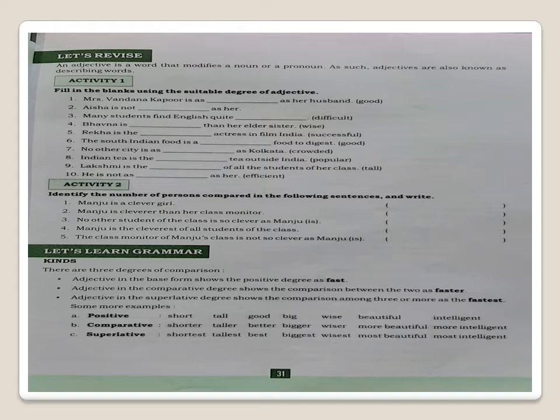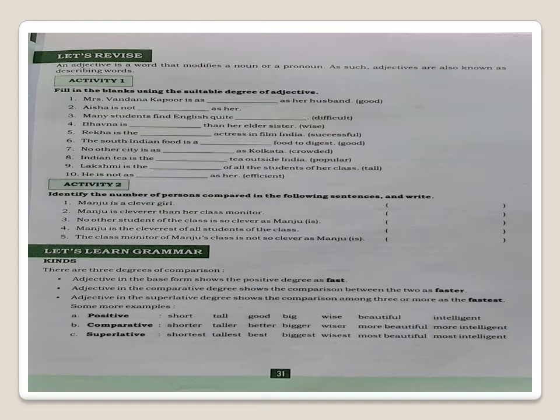See that here in activity 1 there is a first sentence: Mrs. Vandana Kapoor is dash her husband. So here, in the positive degree, we are using as, adjective, as. If the sentence is negative, then we are using so, adjective, and as. So what will be the answer over here? Mrs. Vandana Kapoor is as good as her husband. Both have the same quality. So we are using the positive degree of comparison here.